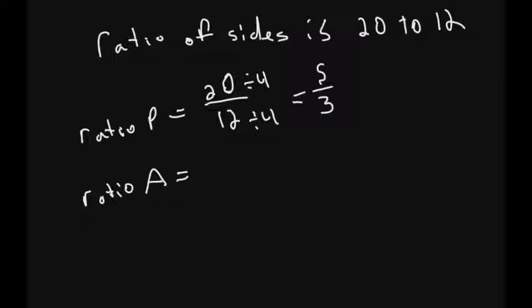Now to get the area, I have to take that 5 to 3, and this is why you want to reduce them, and square it. So 5 squared is 25, 3 squared is 9. So my ratio for area would be 25 to 9. And you just take each of those ratios and multiply it by your perimeter or your area to get what your new one would be for the other figure. If you're going from small to big, you multiply. If you're going big to small, then you would divide. It just depends how you're using that ratio.